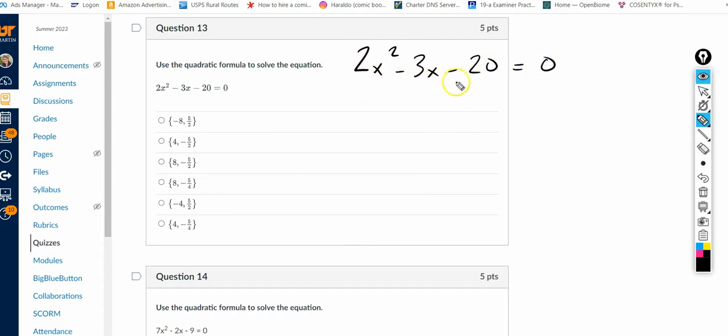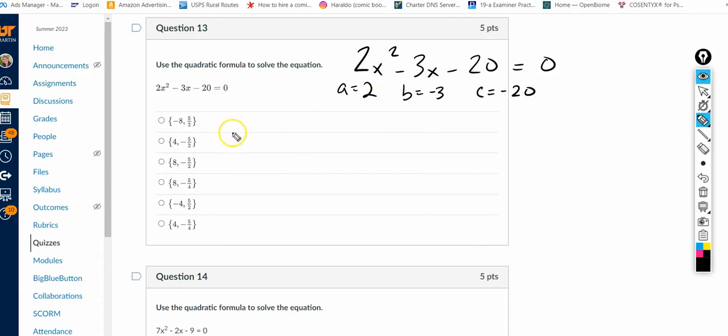Okay, use the quadratic formula to solve the equation. First of all, I always look to see if there's something common that I can divide through, because now I have an equation. And if you divide every term by it, you'll still have the same equation, but they don't have anything in common. All right, so my A is going to be equal to 2, the B is going to be equal to negative 3, and the C is going to be equal to negative 20.